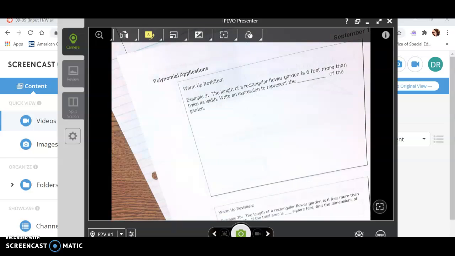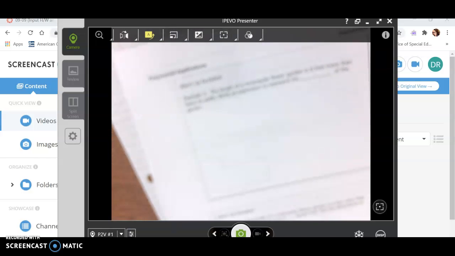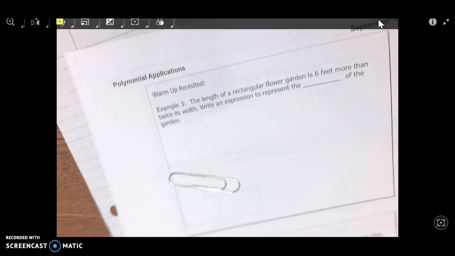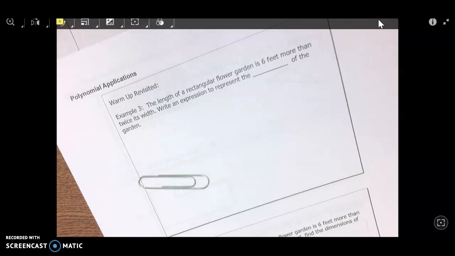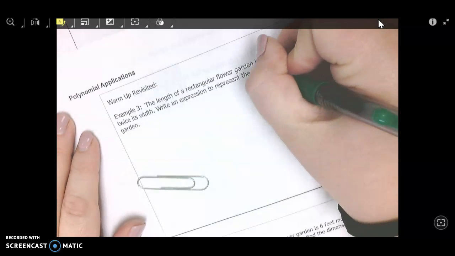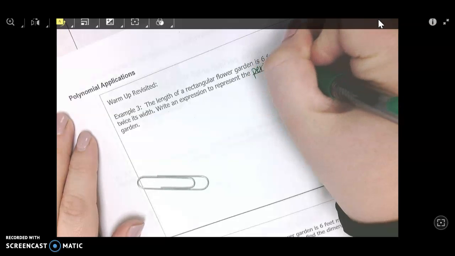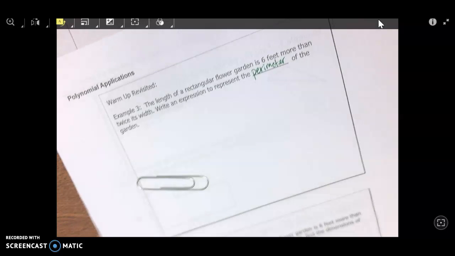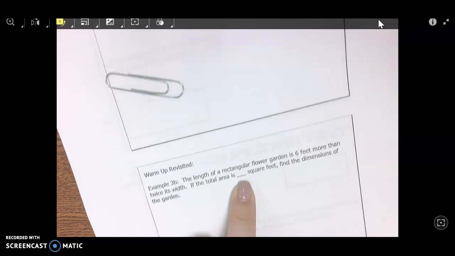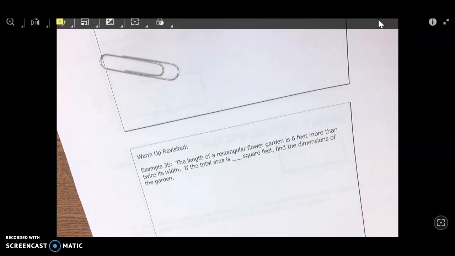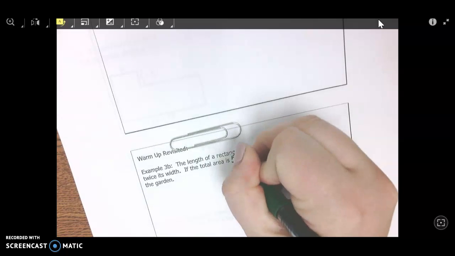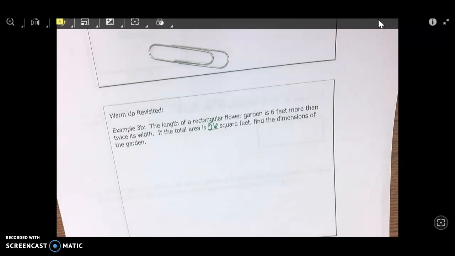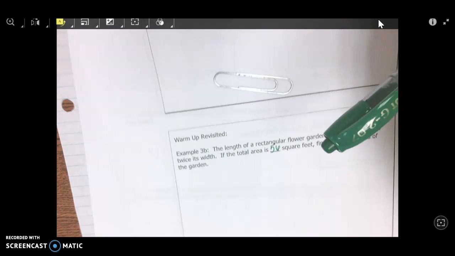The length of a rectangular flower garden is 6 feet more than twice its width. Write an expression to represent the perimeter, we already did this. Now we're given the area as 56 square feet. Find the dimensions of the garden. If you know that, make a picture. Make a rectangle.